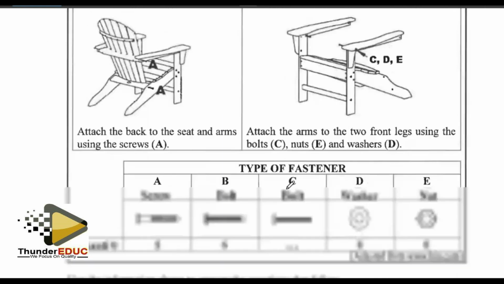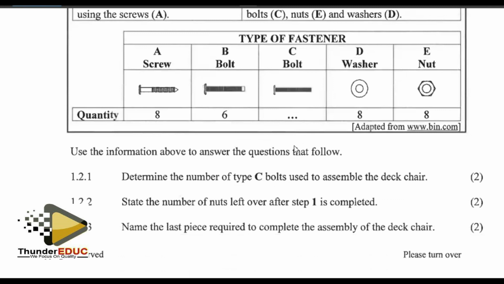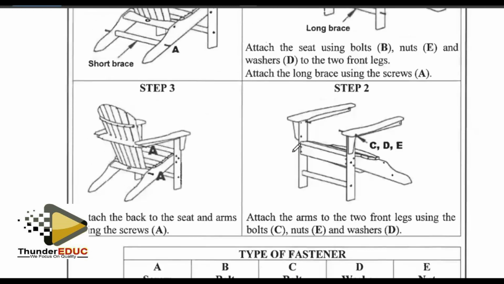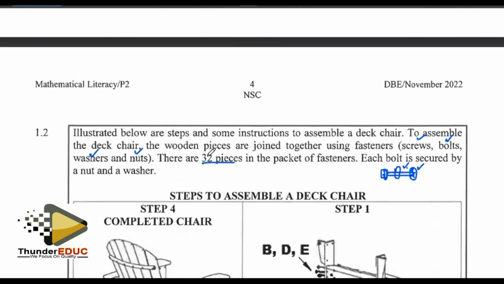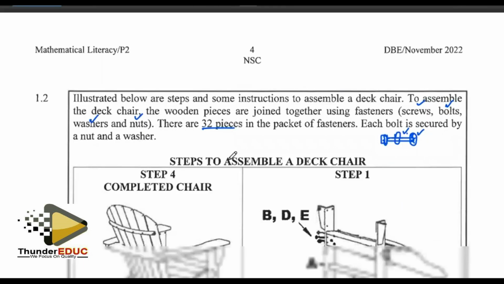So let's come down here. When we look at this bolt C, the numbers are missing. In other words, when I add my 8 screws plus my 6 bolts plus my type C bolts, which are not there, I will leave it as C, plus my D, which is 8 washers, plus E, which are 8 nuts, I should get the answer as 32. Where am I getting 32 from? From the scenario. A pack consists of 32 pieces.